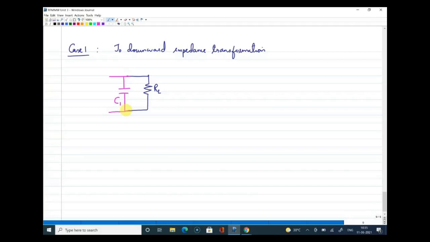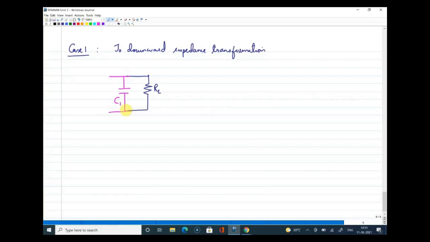But if our requirement is to have a purely resistive component, now this capacitance also will provide some impedance. So if you need only the real part, or if you need only the purely resistive part, then we need to cancel the effect of this capacitance.